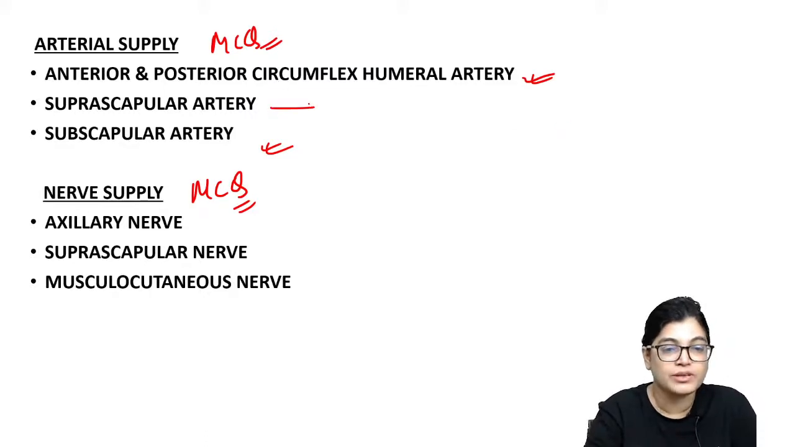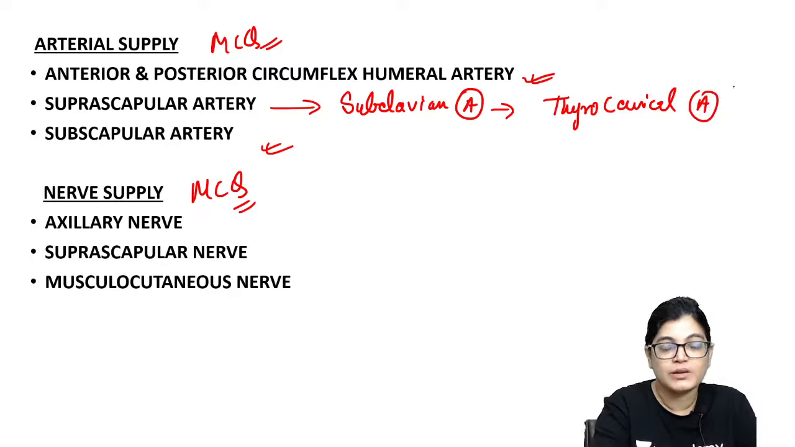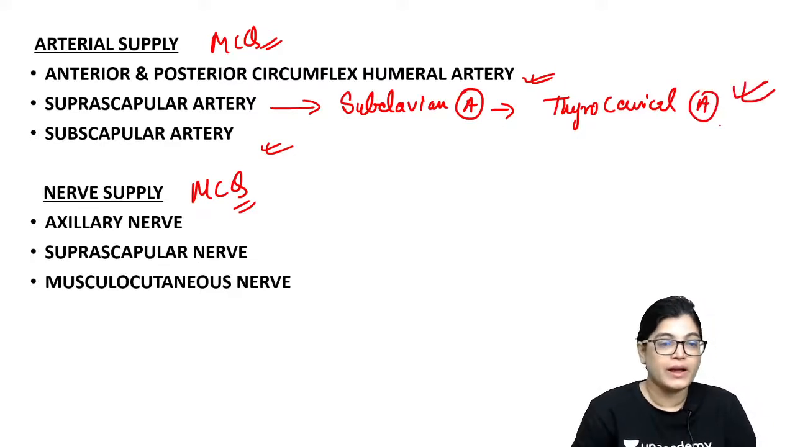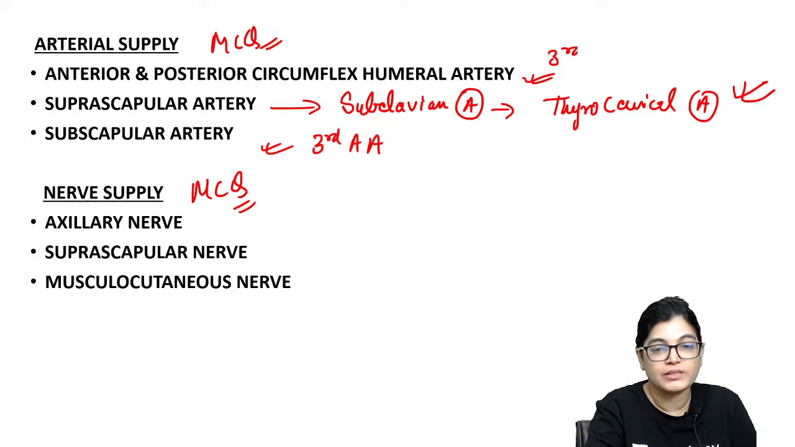suprascapular artery is a branch of subclavian artery. So subclavian artery, which branch? Thyrocervical trunk. If we talk about subclavian artery, one of its branches is the thyrocervical trunk, and the suprascapular artery is a branch of the thyrocervical trunk of the subclavian artery. Subscapular artery is a branch of the third part of axillary artery, and also the anterior and posterior circumflex humeral arteries are branches of the third part of axillary artery.